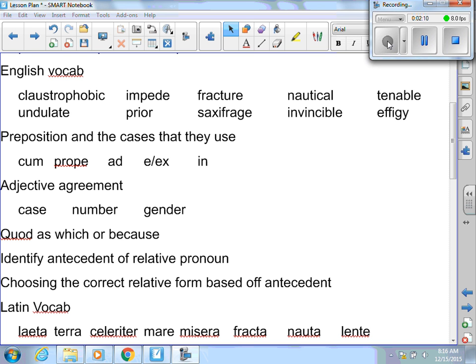Adjective agreement. Remember, adjectives agree in case, number, and gender. Our pronouns only agree in number and gender. The case was determined by how it was used inside the relative clause.